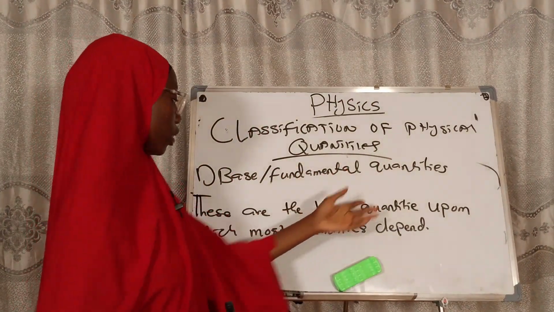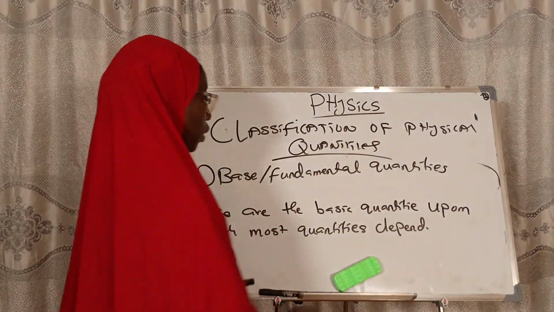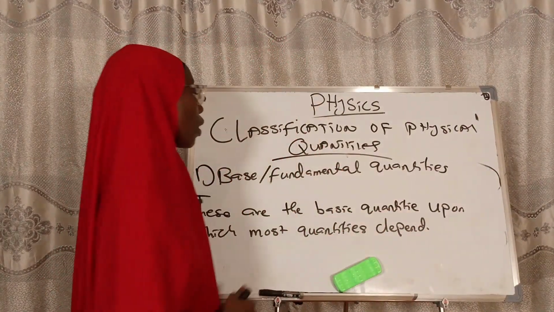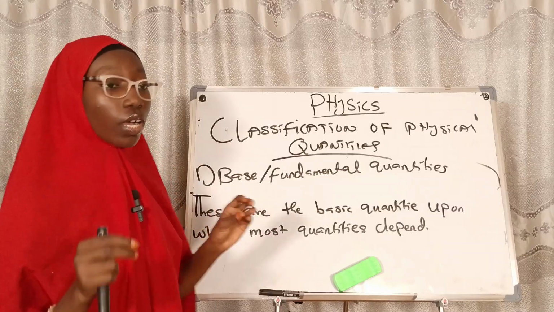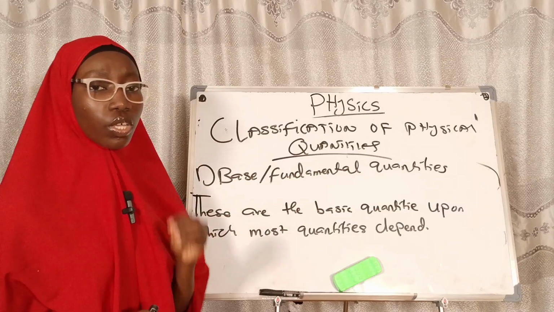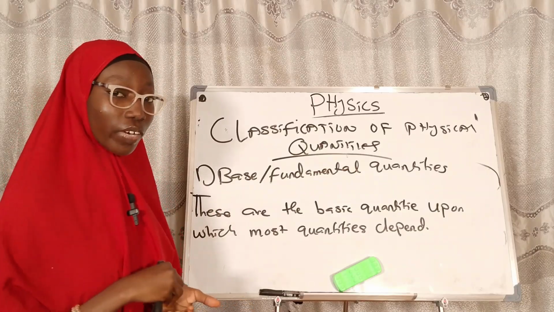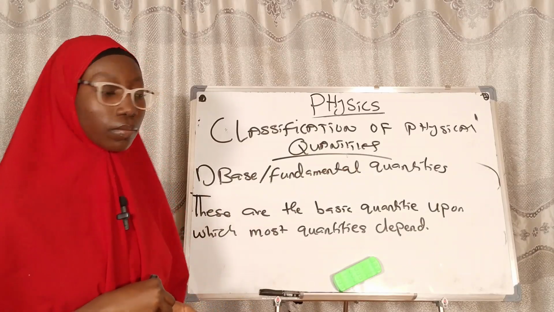Base or fundamental quantities. These are the basic quantities upon which most quantities depend. If we say depend, we mean all other quantities depend on fundamental quantities to get their units. So either multiplying two or more fundamental quantities or dividing the fundamental quantities.